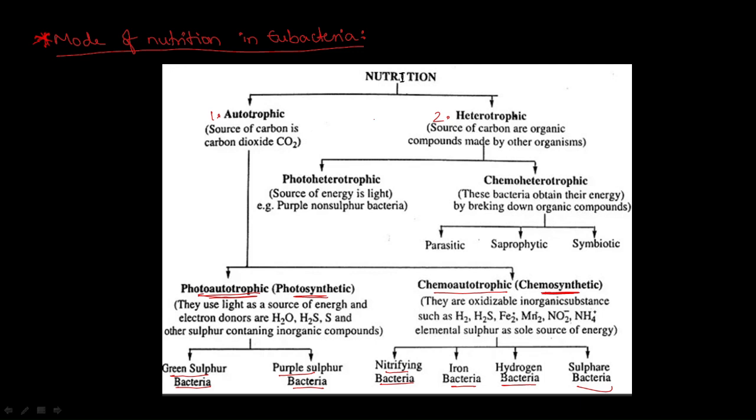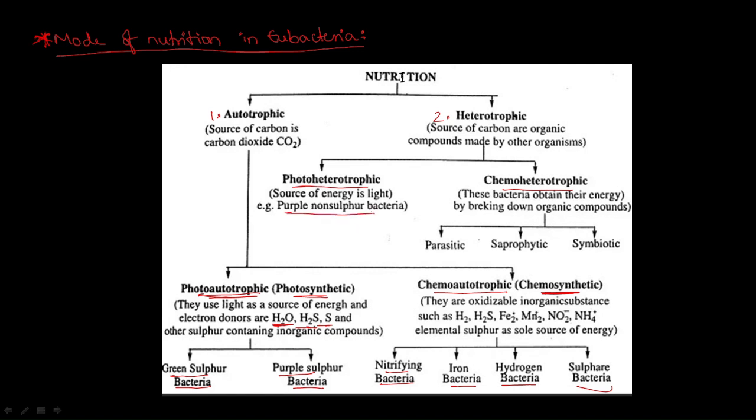Again, heterotrophic organisms are of two types: photoheterotrophic and chemoheterotrophic. Photoheterotrophic means that the source of energy is again light, but in photoheterotrophic, the source of electron is also light. In photoautotrophic, the source of electron is H2O, H2S, and S, which means sulfur, depending on the particular bacteria. The example for photoheterotrophic is purple non-sulfur bacteria.